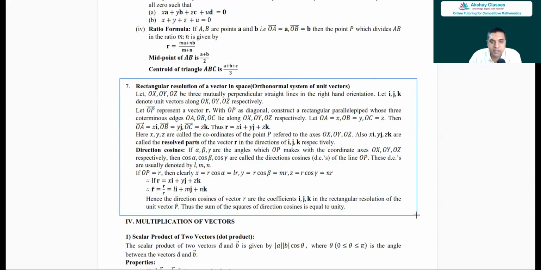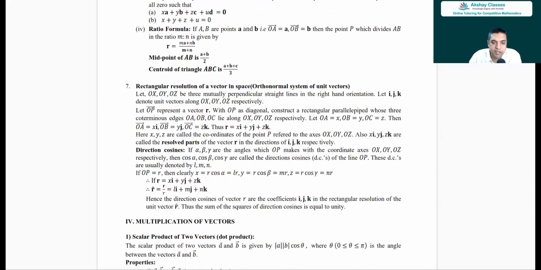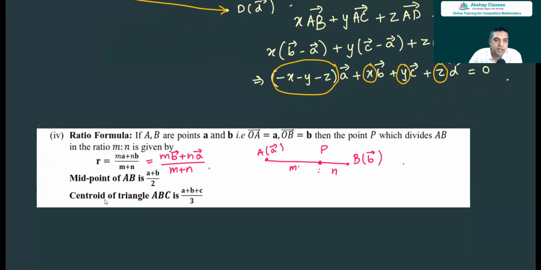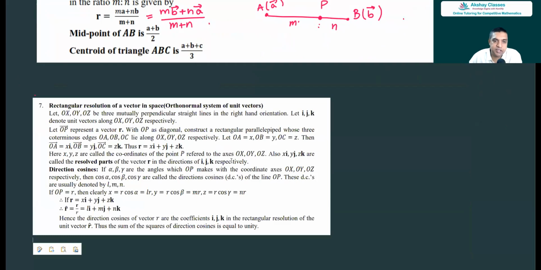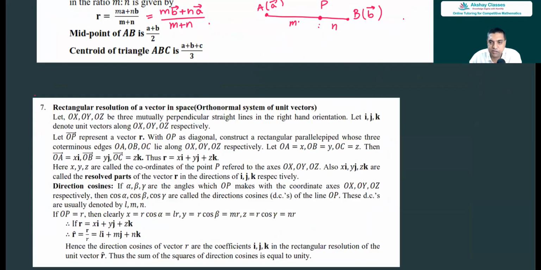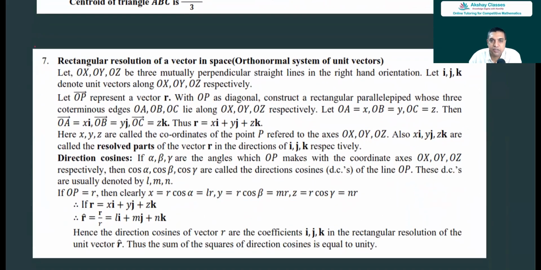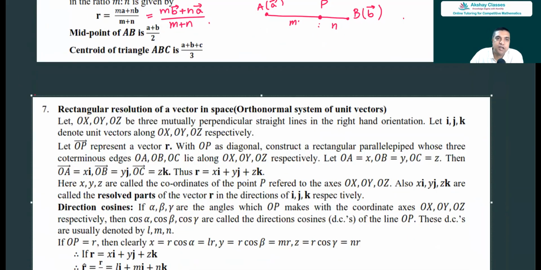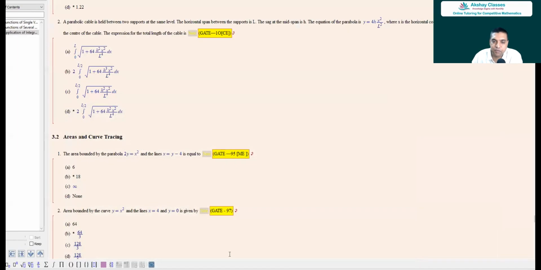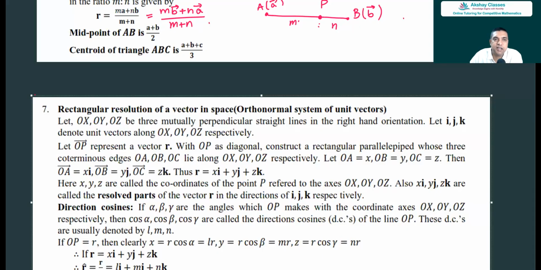This is something very important. The direction cosines, this part will be very, very useful for us in vector calculus. So any vector in space can be written in terms of an orthonormal system of unit vectors. What are the orthonormal system of unit vectors? I cap, j cap, k cap.